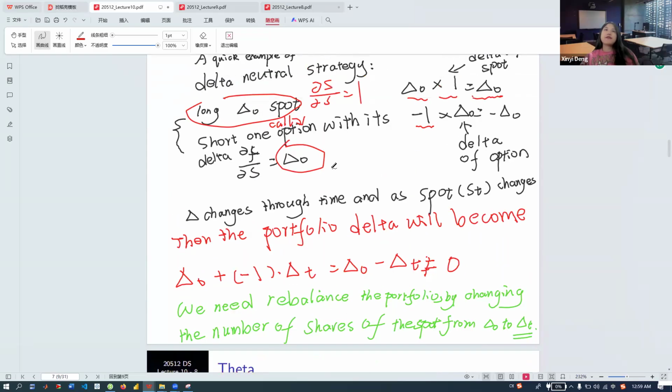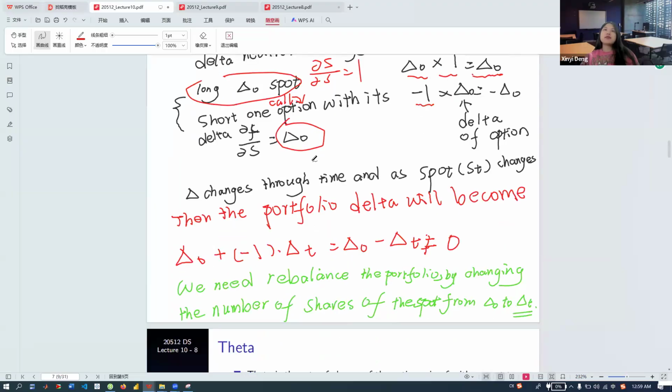But for the delta associated with the short position in the option, it's actually minus one times delta T. That delta T is changing throughout time. So it will change from delta 0 to some other value. If delta T is not equal to delta 0, then the portfolio delta will not be 0.